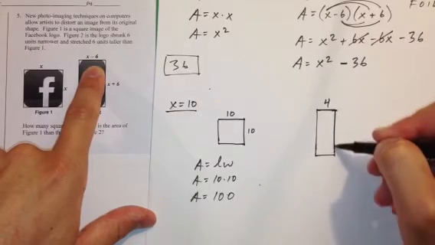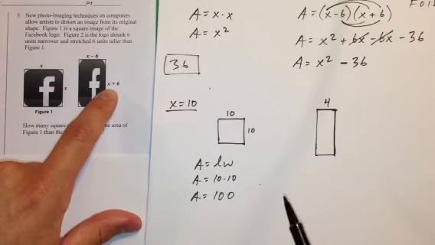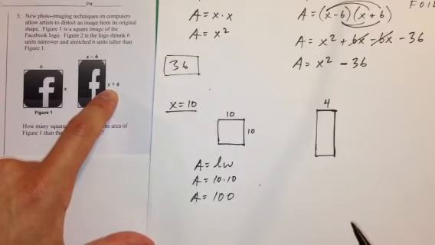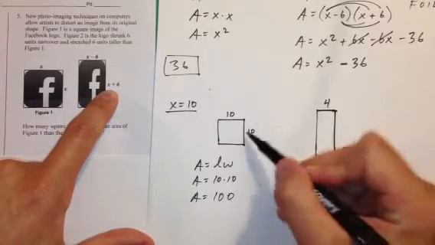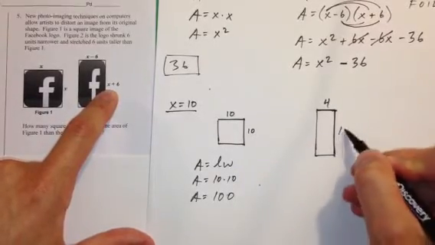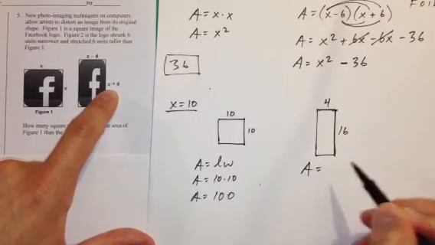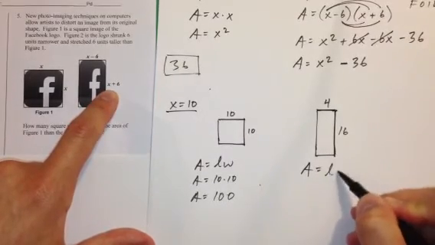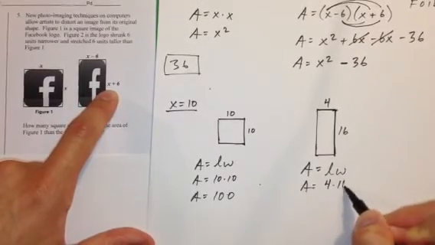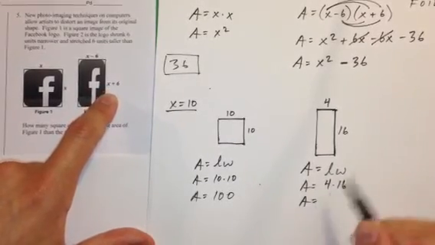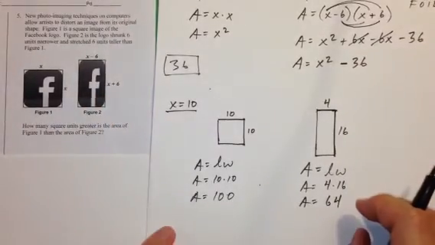Now the width of this rectangle was stretched taller. The expression is x plus 6. So whatever x is, add 6 units to it. So we've chosen that x is 10, so 10 plus 6 is 16. So now my area for this rectangle is, again, length times width. The area is 4 times 16. The area is 64 square units.